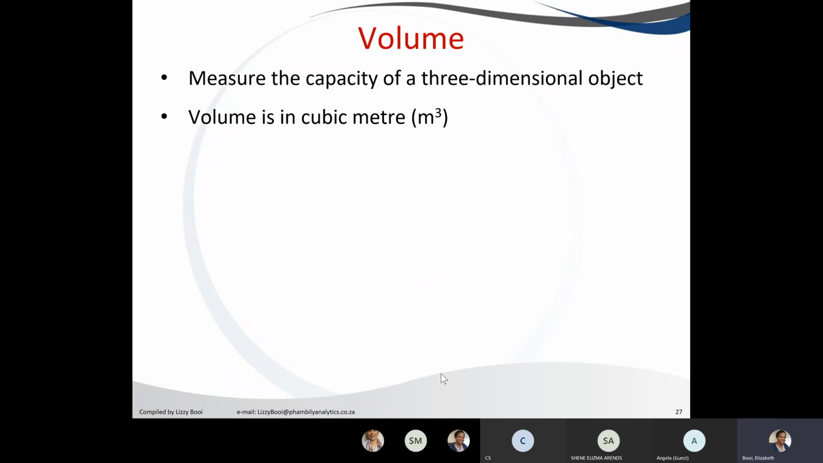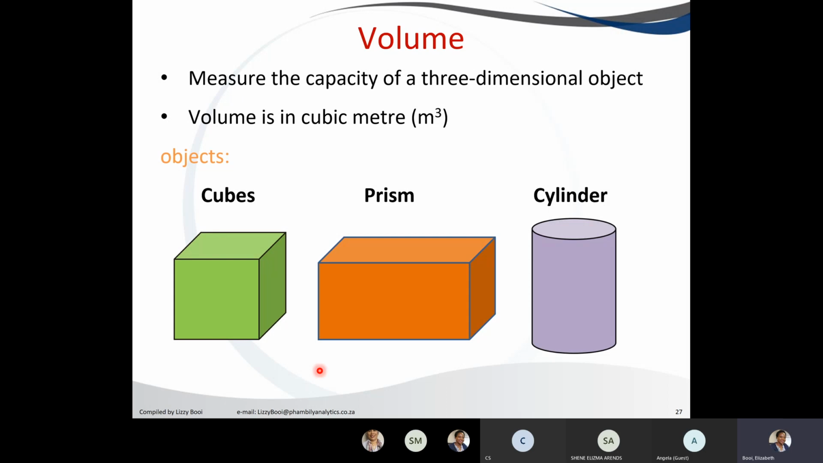And we're going to be able to calculate the volume for a cube and a prism. A cube is like your square, but a square in 3 dimensions. And the prism is like your rectangle, which is like a box that has opposite sides that are equal. And we also have what we call a cylinder, which looks like a circle, but it has some height to it.